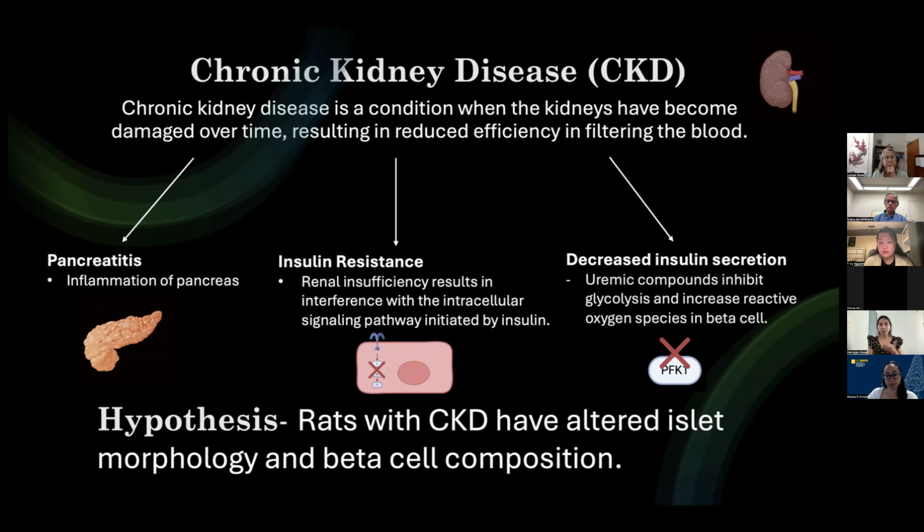Do these metabolic stressors, like what's happening in this chronic kidney disease condition, have the effect to alter the islet cell composition? This has been shown in many altered metabolic states, such as diabetes. Thus, based on that, I hypothesized that rats with CKD have altered islet morphology and beta cell composition.